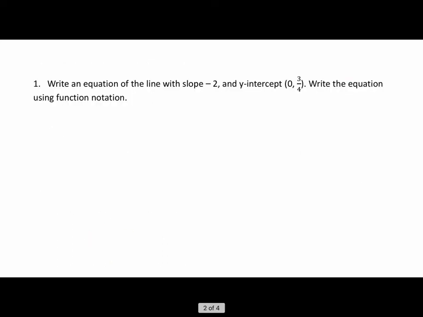So for number 1, we're going to write an equation of a line with slope -2 and y-intercept of (0, 3/4). Write the equation using function notation. So that's our goal, function notation, f of x equals mx plus b. And, well, we have to build an equation first. We're given a slope, so m equals -2, and we're given a y-intercept, so actually b equals 3/4, because y-intercept is always (0, b). So we can go straight to the slope-intercept form.